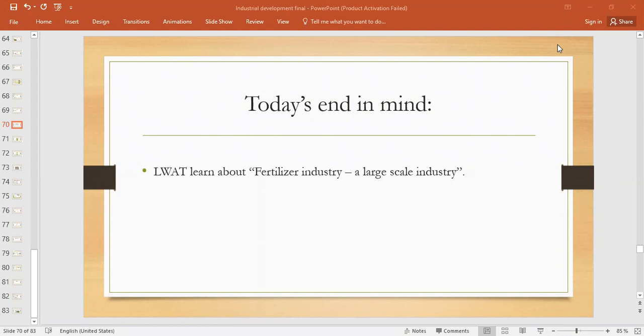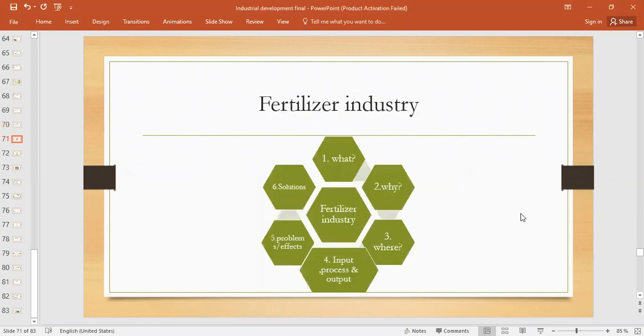Today we will learn about another topic of industries, that is the fertilizer industry. That is again a large scale industry. Let's discuss the fertilizer industry in detail. The way we have studied the other industries like the sugar industry and cotton textile industry, likewise we will be studying, inshallah, the fertilizer industry by using our synopsis, which is right in front of you.